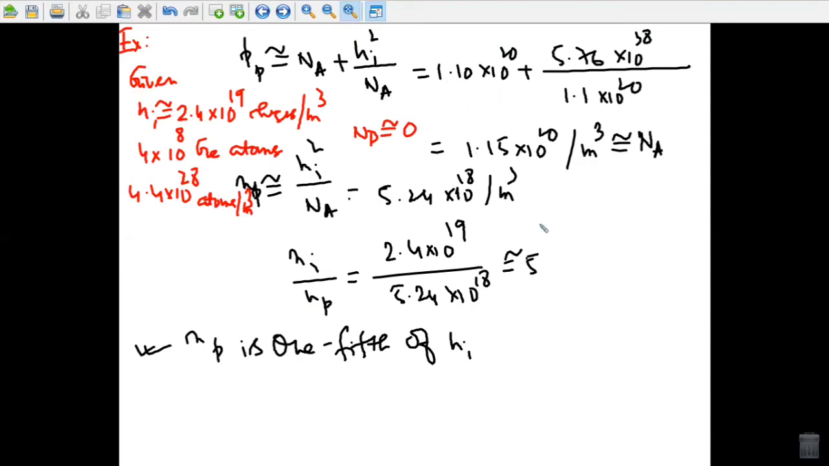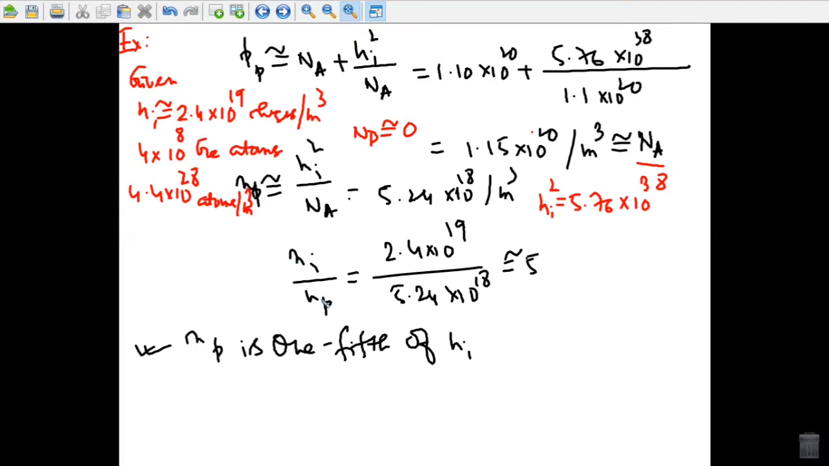And Ni square is equal to 5.76 × 10^38. Now using the earlier equation, my Pp is nearly equal to Na plus Ni square divided by Na, that is 1.10 × 10^20 plus 5.76 × 10^38 divided by 1.1 × 10^20, which is 1.15 × 10^20 per meter cube, approximately equal to Na. And from the other equation, my Np is nearly equal to Ni square by Na, which is 5.24 × 10^18 per meter cube.